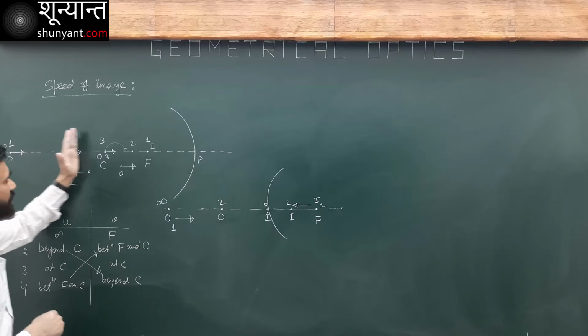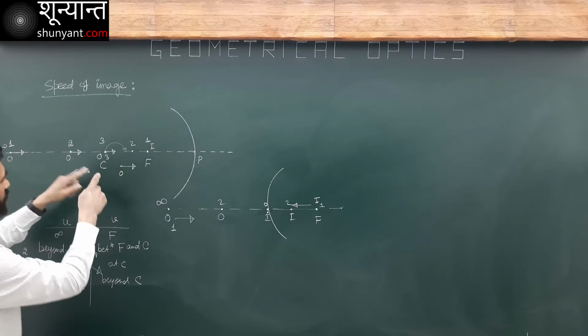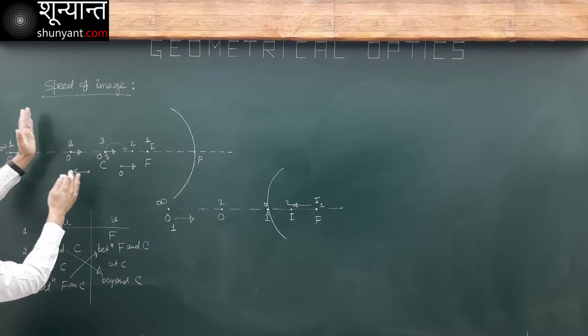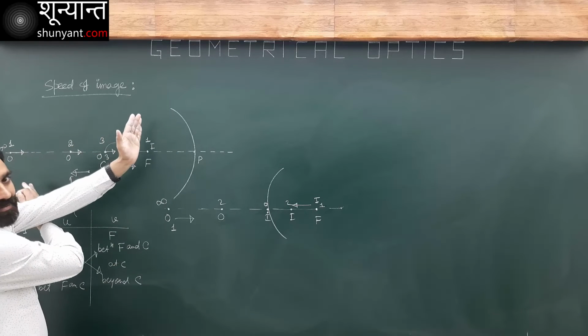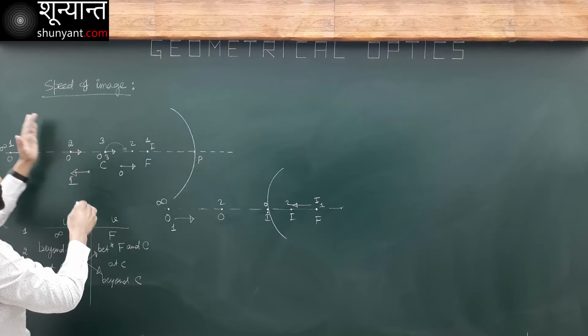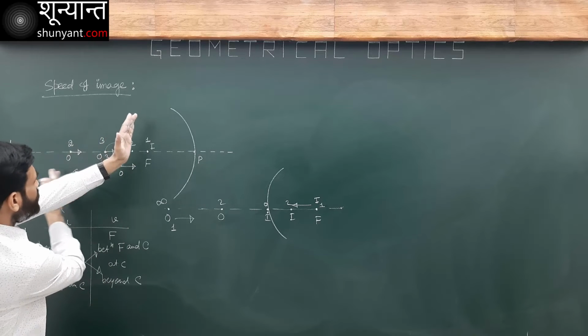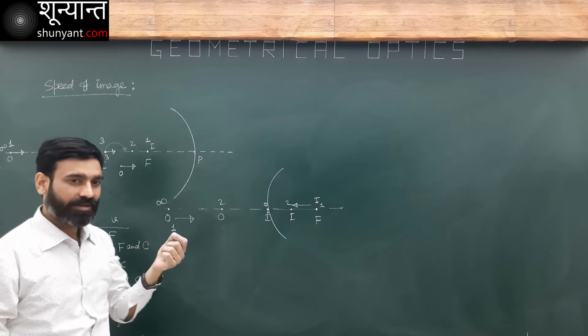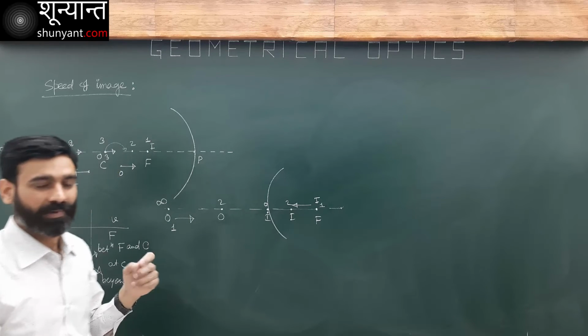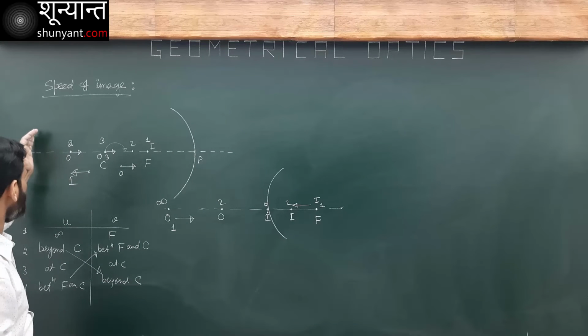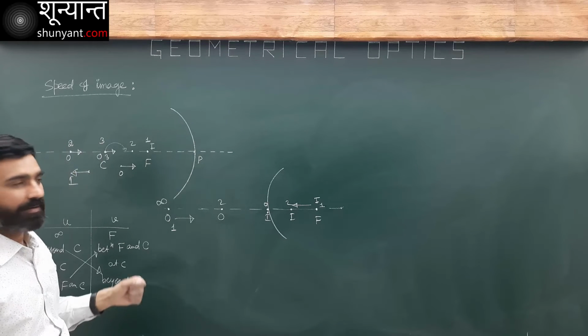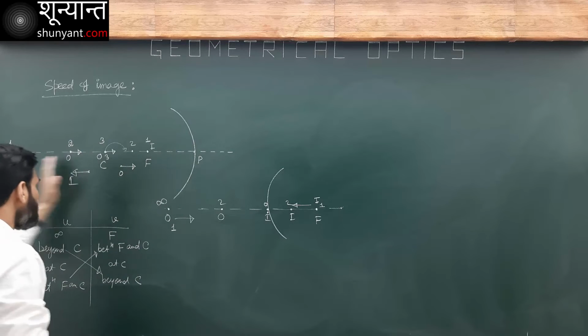Object was approaching the mirror. The velocity of image was to the left. Object velocity to the right, image velocity to the left. Object velocity to the right, image velocity was to the left. Think it in terms of approach and receding. Object was approaching the mirror. Image was receding away from the mirror.